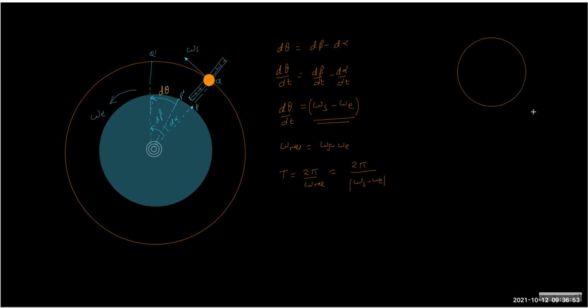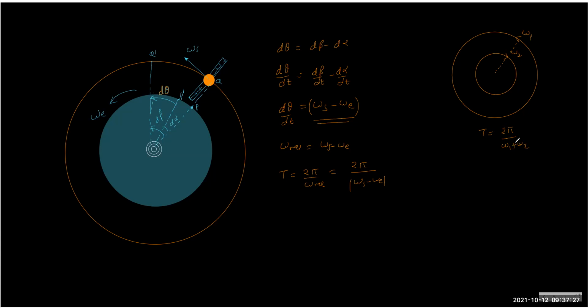For opposite sense of rotation, so if one is turning this way, other is turning this way, and if I say omega 1, omega 2, then after what time will they be facing each other again? After pi. So 2 pi by omega 1 plus omega 2. Because in this case, the angle will add up. So one is turning this way, and other is turning this way.